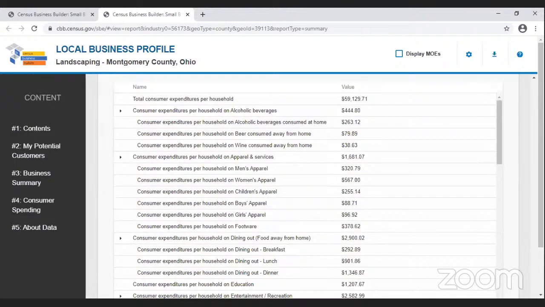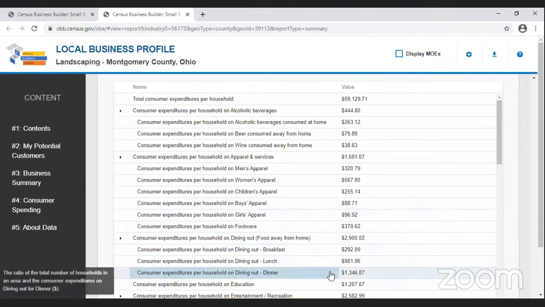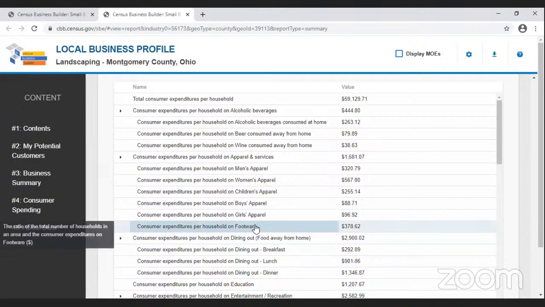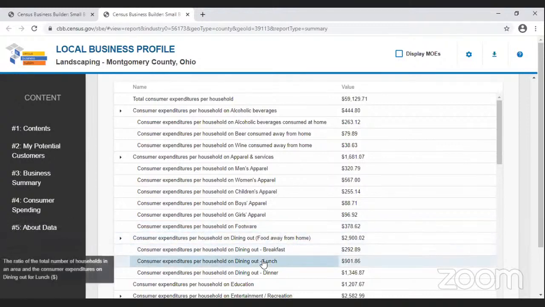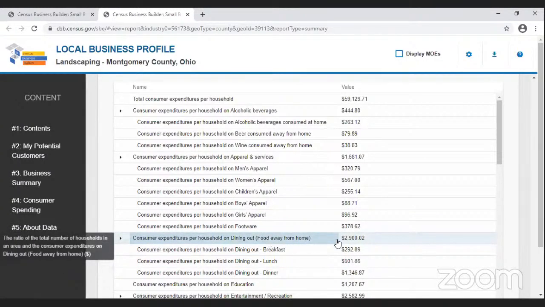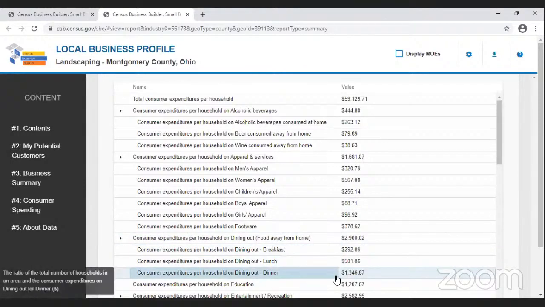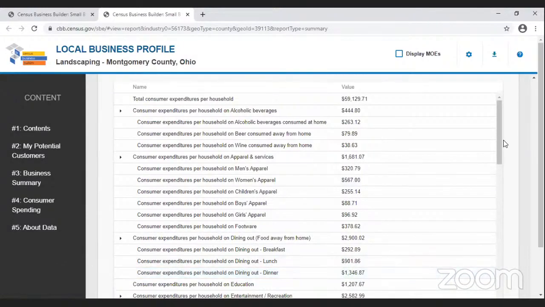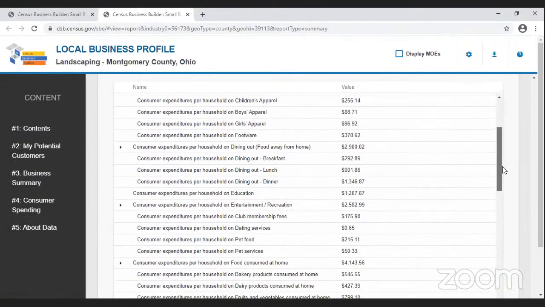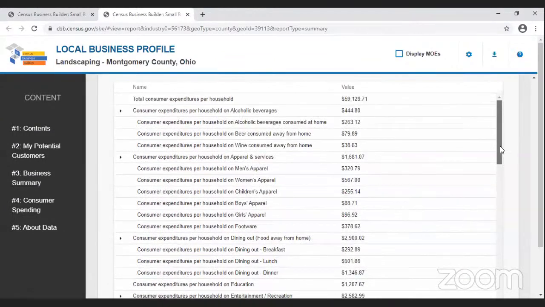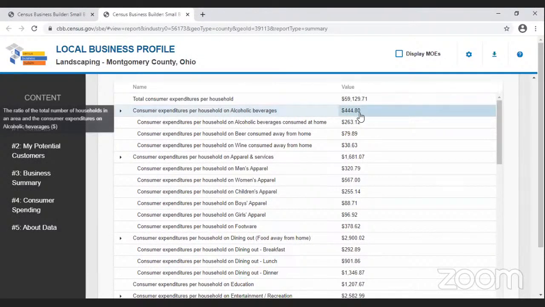And finally, here's all your ESRI data, I mean, your consumer expenditure data. So you can see what they spend on everything per year. So for instance, if you were opening a restaurant, you'd want to know how much these people are spending on dinner, for instance, $1,346 a year on dinner. You'd want to know how much they spend if you're going to serve alcohol at your restaurant. You could look at that as well, $444.